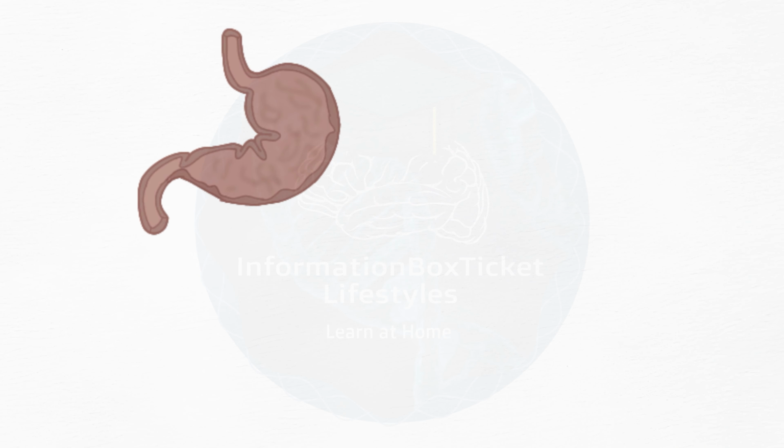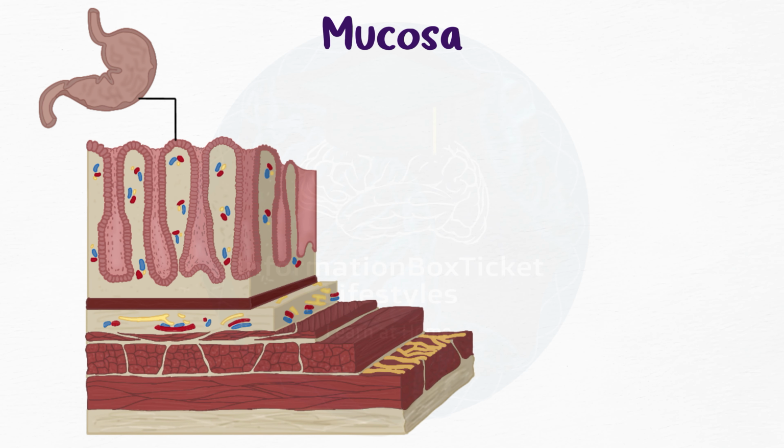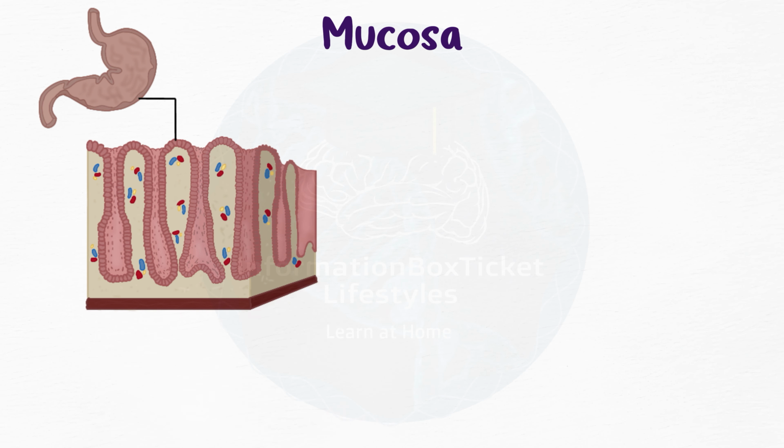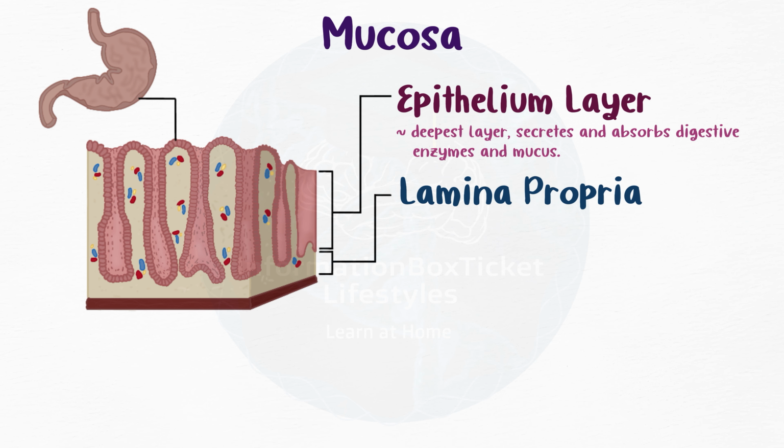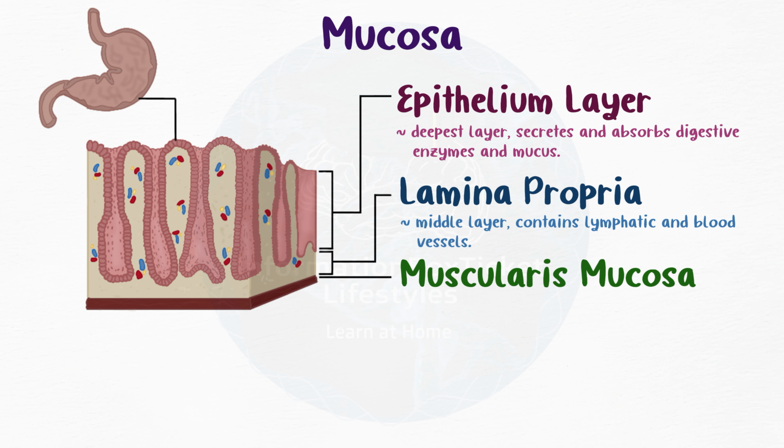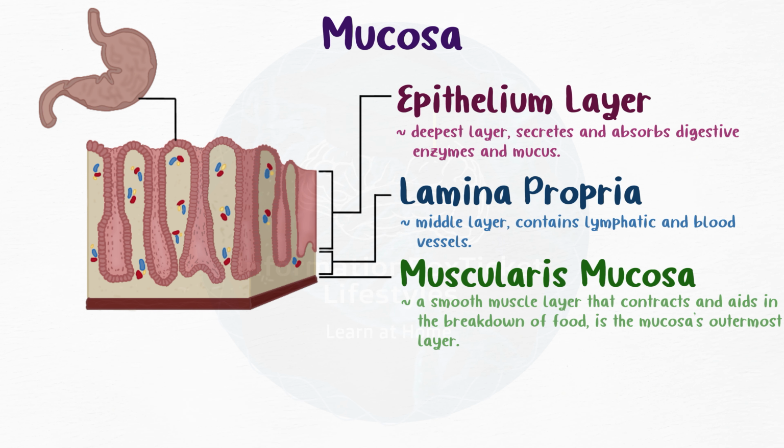Mucosa, which is made up of 3 cell layers, lines the inner wall of the gastrointestinal system as a whole. The epithelium layer, which is the deepest layer, secretes and absorbs digestive enzymes and mucus. The lamina propria, which is the middle layer, contains lymphatic and blood vessels. The muscularis mucosa, a smooth muscle layer that contracts and aids in the breakdown of food, is the mucosa's outermost layer.